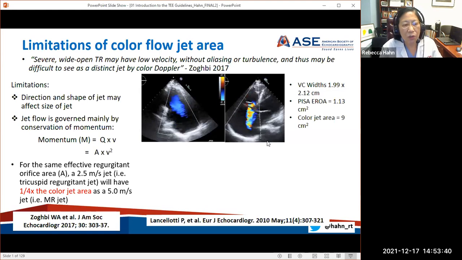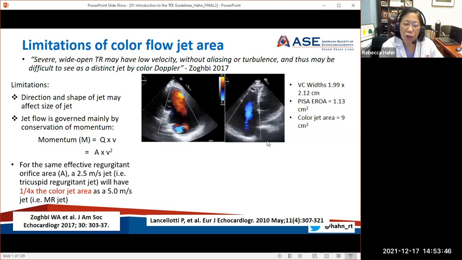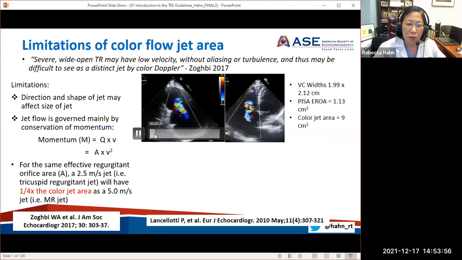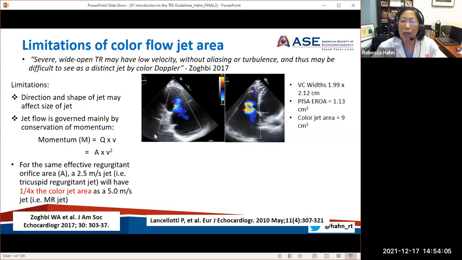The key here is that color Doppler jet area is dependent on momentum. And in the setting of the low pressure tricuspid side, the right heart side, the color Doppler jet area may actually be only a quarter of the size of the mitral regurgitant jet area for the same regurgitant orifice area. And therefore you want to be super careful using color Doppler jet area as any kind of measure of anything on the tricuspid side.